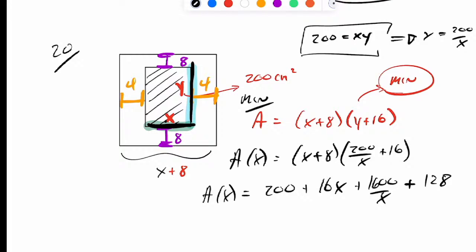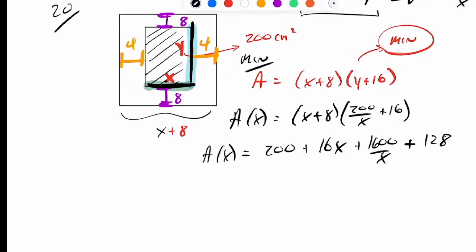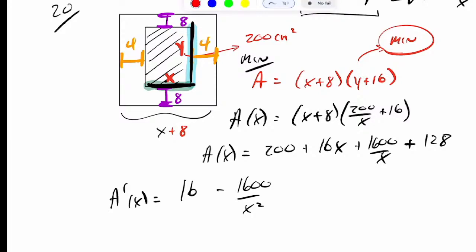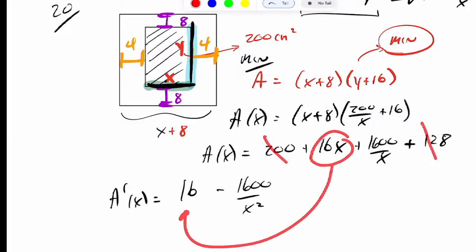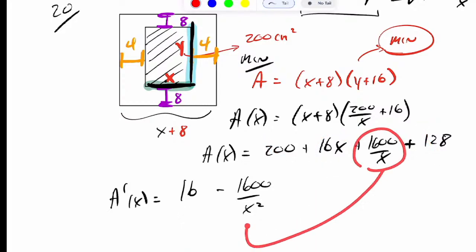Finish this one, sure. So this is 200. I just want to double check my math. This is 1600 over x. 8 times 16 is 128. Okay, sounds good, Eric. So now I'll take my derivative. The derivative of 200 is 0. That's gone. This will be 16 minus 1600 over x squared. Right? If I take the derivative, this goes away. This is just 16, and this is negative 1600 over x squared.